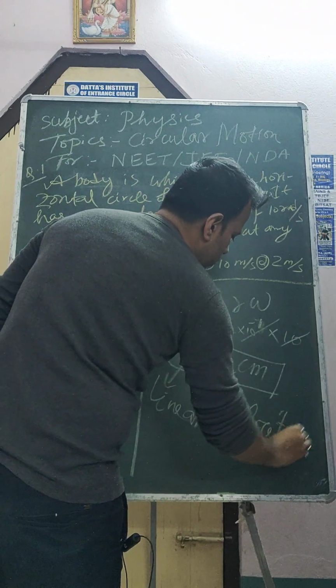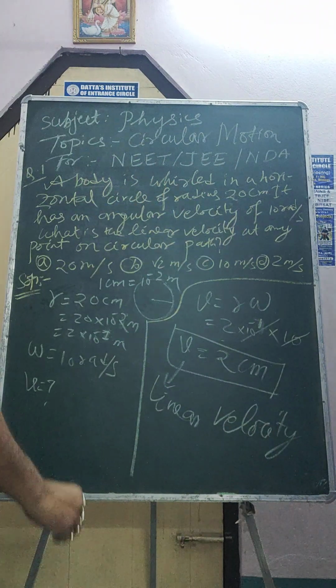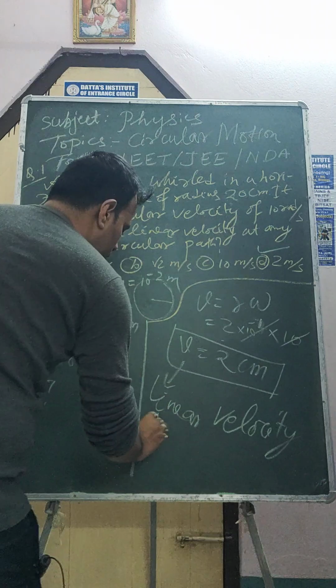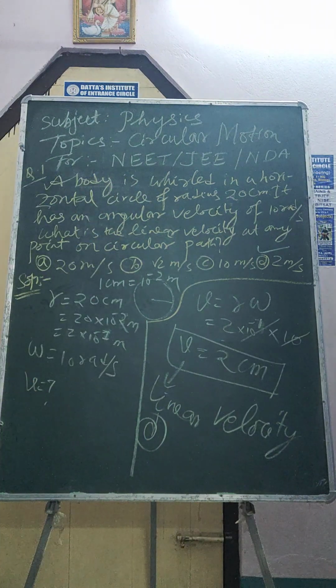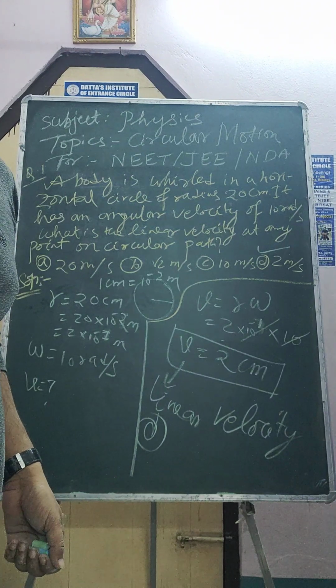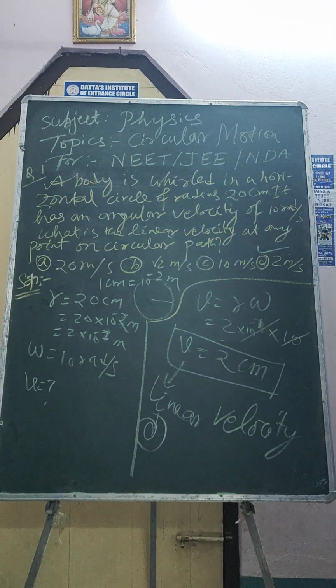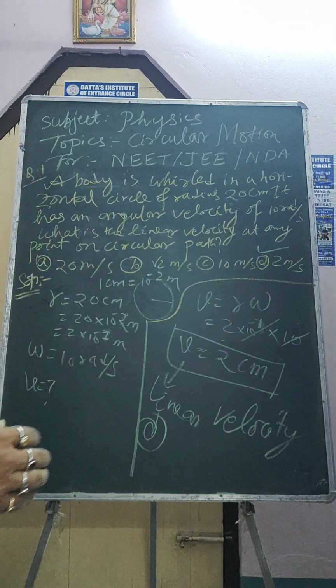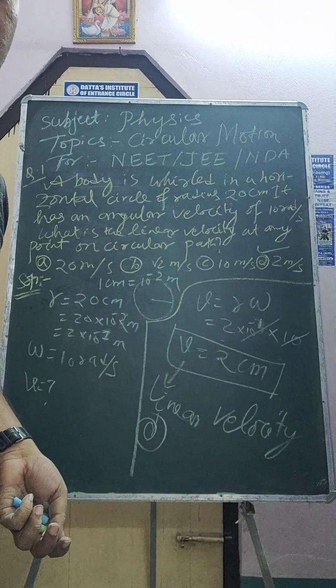So which option is correct here? Option D is the correct option. Option D is the correct matching. Got my point? Now move on to the next question.